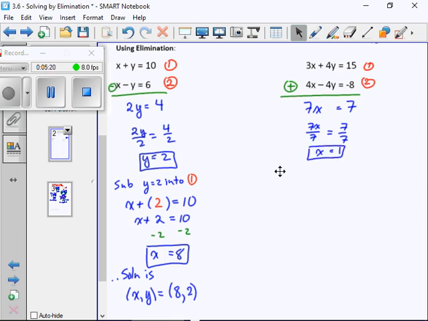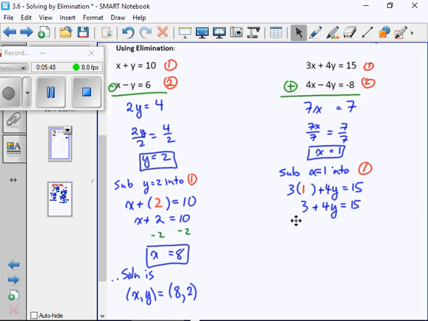So now what we're going to do is substitute back into the original equation 1. So we substitute x equals 1 into 1. So now we get this: 3 bracket plus 4y equals 15, and we're going to put in a 1 here. So 3 times 1 is 3 plus 4y equals 15.